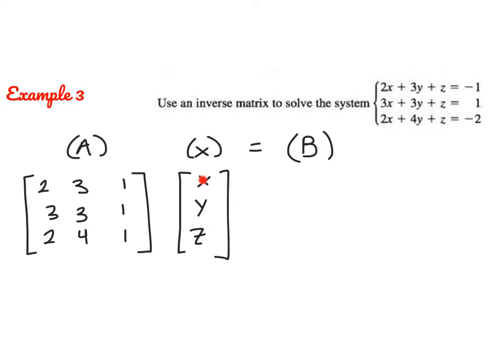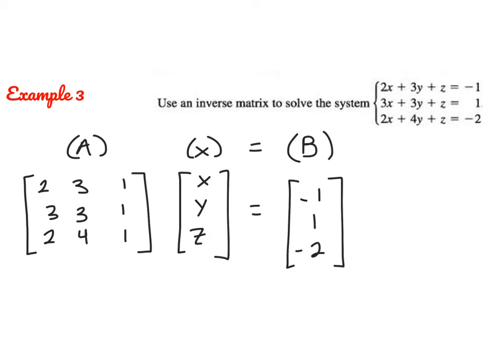So you end up with 2x plus 3y plus z, which is our first equation. Then across and down, you get 3x plus 3y equals z, and 2x plus 4y equals z. So writing it in this way will give you the same result you started with. And then that is going to equal -1, 1, and -2, which are your constants.